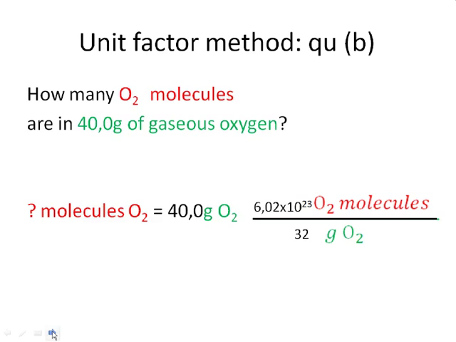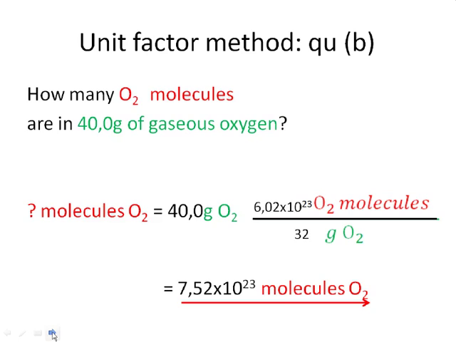6,02 times 10 to the power 23 oxygen molecules is equivalent to 32 grams of O2, since both of these refer to 1 mole of O2. Multiply these by one another and then re-pause the video. This is the answer you should have got: 7,52 times 10 to the power 23 molecules O2.